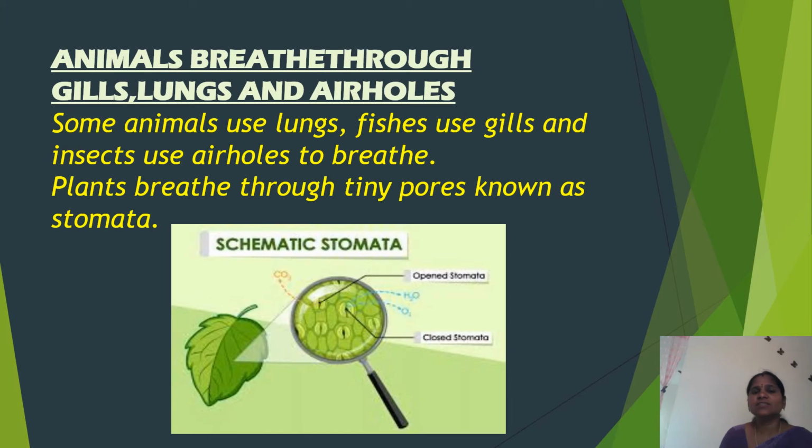See, the next differentiation between the plants and animals is breathing. So plants also will breathe, even animals also will breathe, because I said already those two are living things. Those two are alive. So both can breathe. So what are the organs used to breathe in animals? Some of the animals will use lungs, and some of the animals will use gills, and some of the animals will use air holes to breathe.